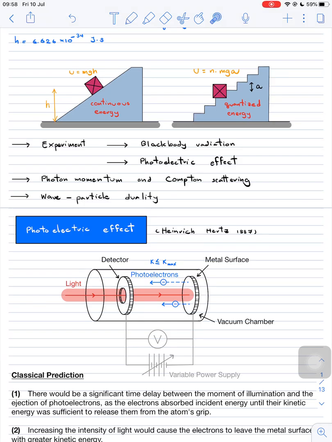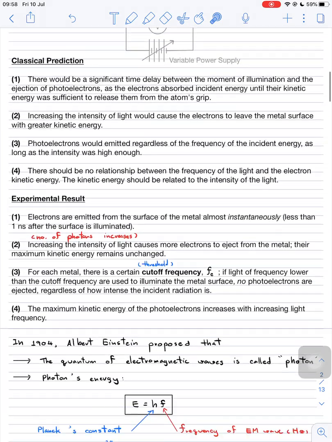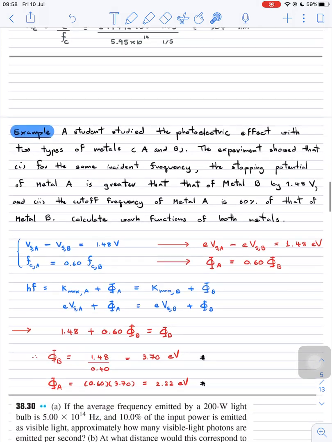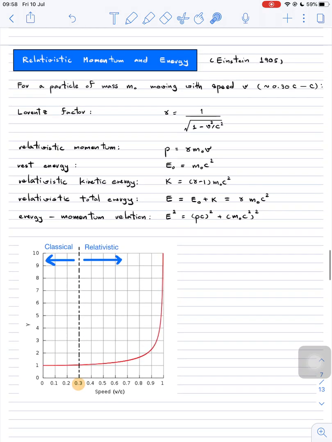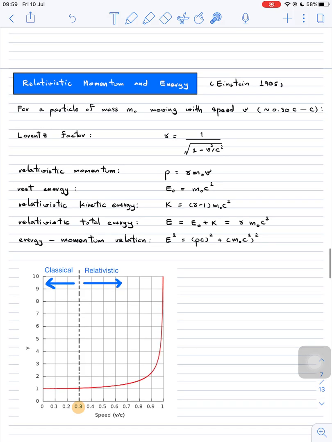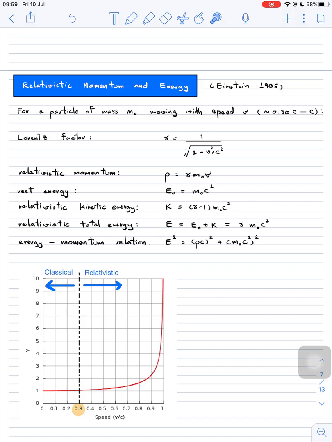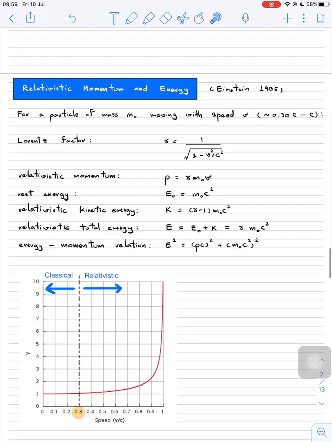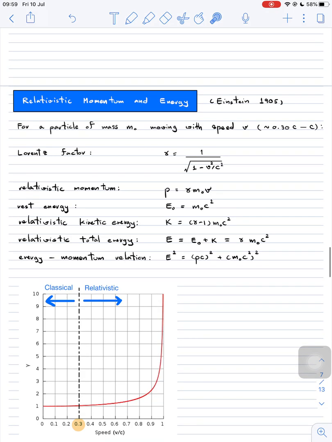The next topic is the photon's momentum and the Compton scattering. But first of all, before talking about the photon momentum, let me just give you the basic idea of the physics related to the photon momentum. It's called the relativistic momentum and energy, by Einstein in 1905.